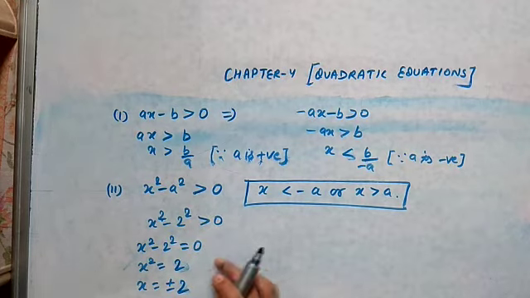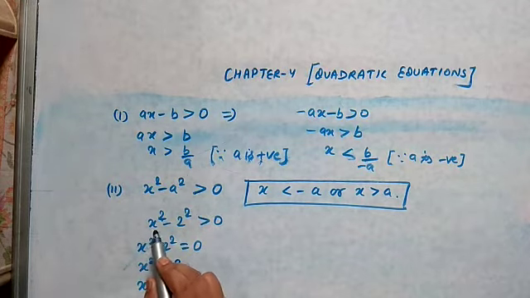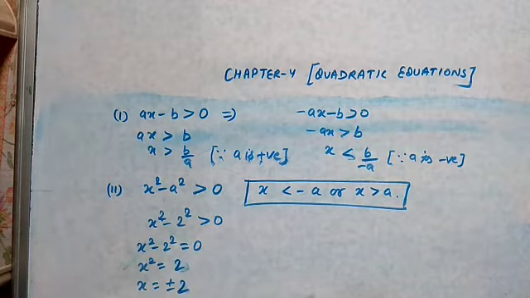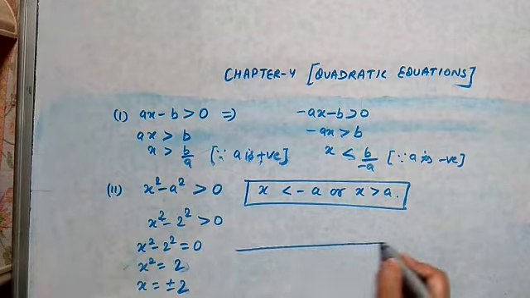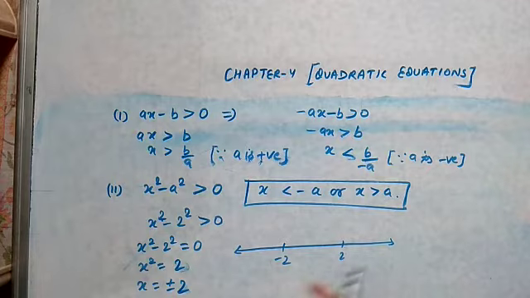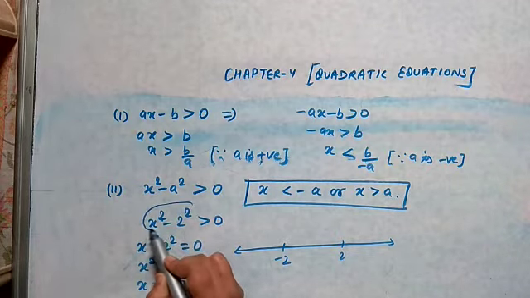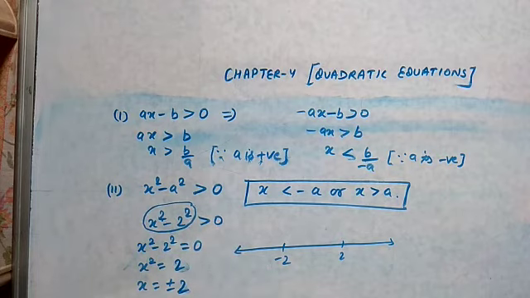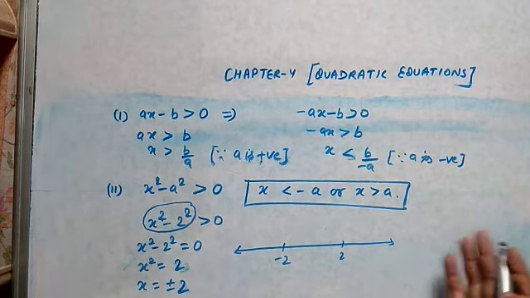Now to find for what value of x this expression is greater than 0, we will draw a number line, and represent these two roots, minus 2 and 2, here. Now tell me the value of x for which this becomes greater than 0. Suppose I am substituting after 2: 3, 4, 5, 6, 7.